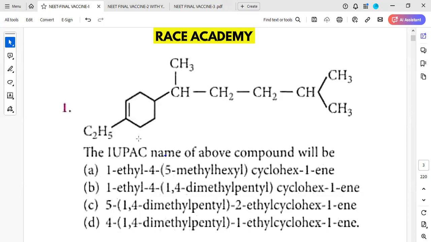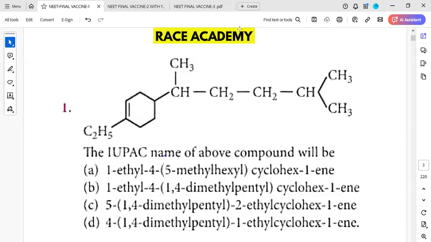Seeing this structure, understand one point: the naming nomenclature of this one starts from this double bond onwards. C2H5 is present on the first carbon, and on the fourth carbon we have a side chain. The side chain has 5 carbons as the parent chain, and at 1 and 4 we have methyl groups. That is 1,4-dimethylpentyl cyclohex-1-ene. So 1-ethyl-4-(1,4-dimethylpentyl)cyclohex-1-ene is the name of this compound.